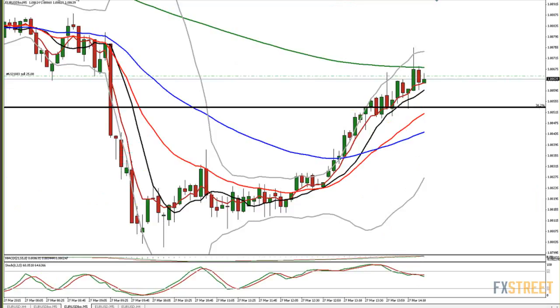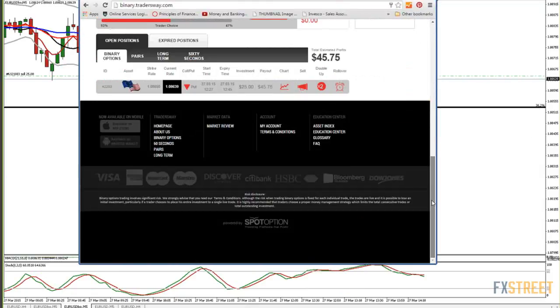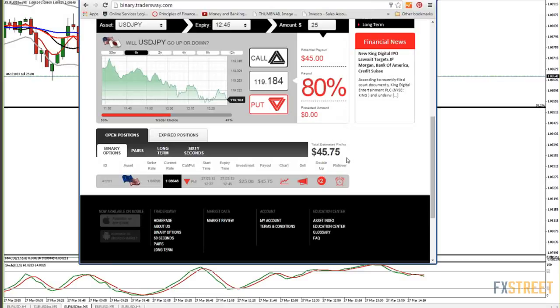And the way that you track this is you go down here. Oops. There's my trade. Shorted Euro USD. If I'm right, I'm going to make 45 bucks. If I'm wrong, I lose 25 bucks. And it expires shortly. Cool. Estimated profit. Yeah. Isn't that nice?